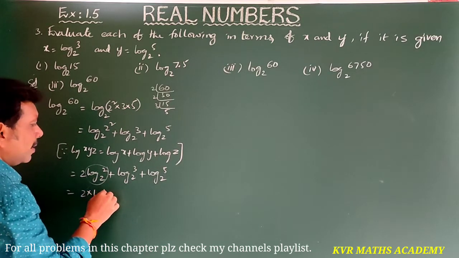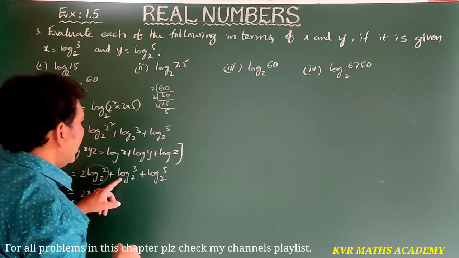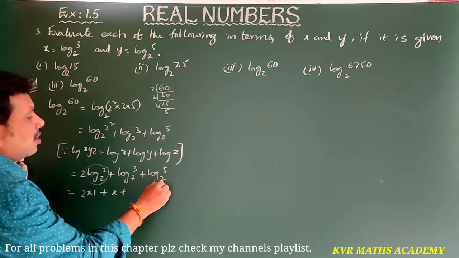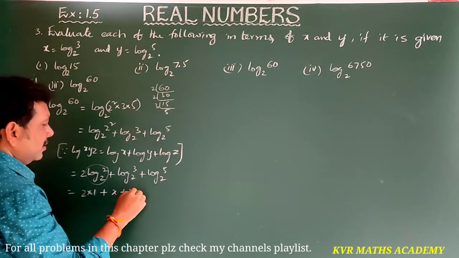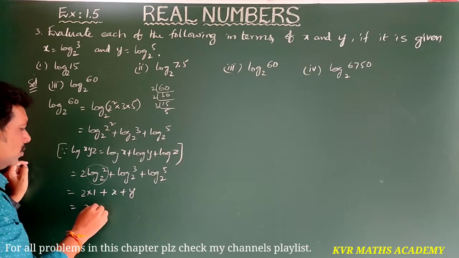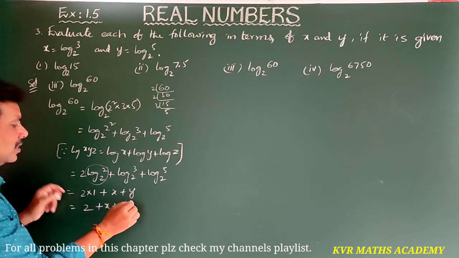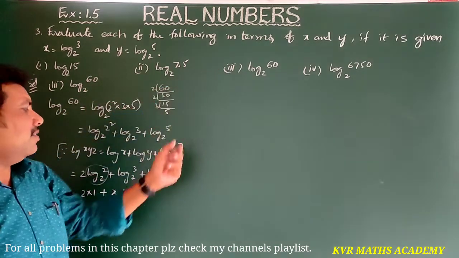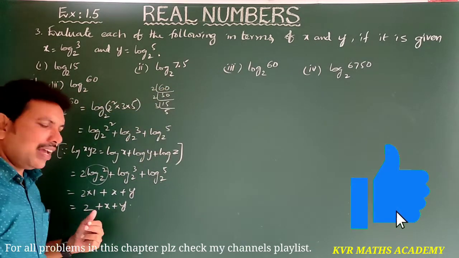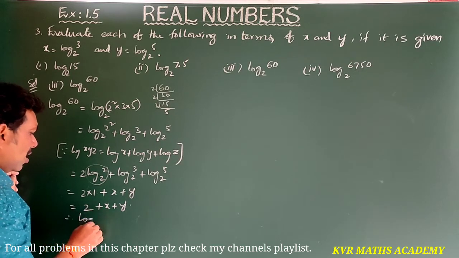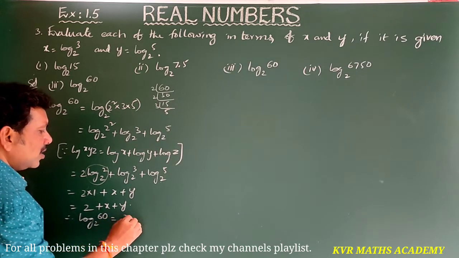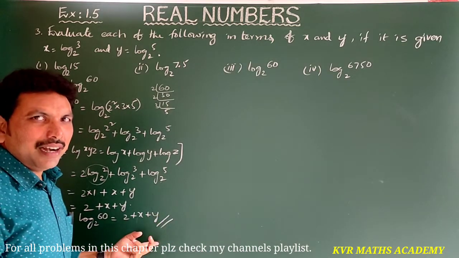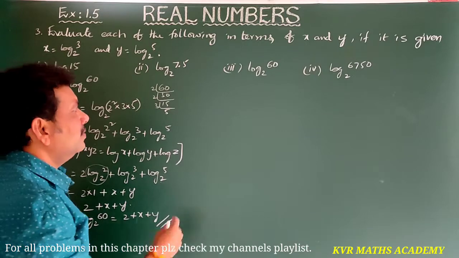So 2 into 1 plus, now apply the data: log 3 to the base 2 is x and log 5 to the base 2 is y. So that is 2 plus x plus y. I have written log 60 to the base 2 in terms of x and y as 2 plus x plus y. Understood clearly? Next one.